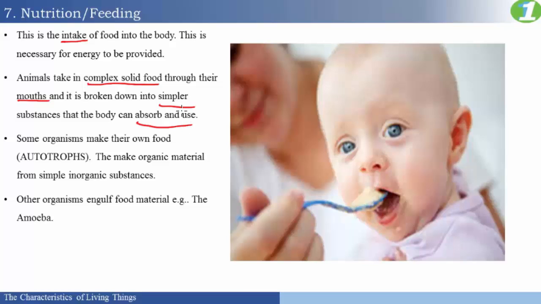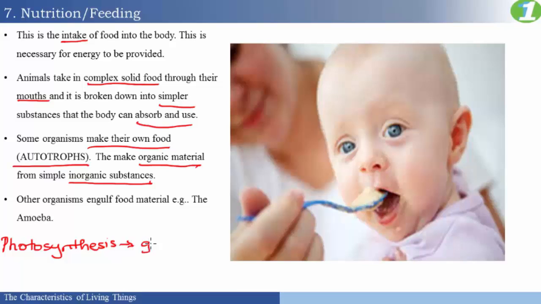But what about plants? They don't have a mouth, they cannot chew, they cannot digest. How do they feed? How do they nourish their body? Well, plants are called autotrophs, and this means that they have the ability to make their own food. So plants are able to do this via a process called photosynthesis. And in photosynthesis, they take in simple inorganic substances and make more complex organic material. So plants carry out photosynthesis and they make food, and the primary food material that they make is glucose.